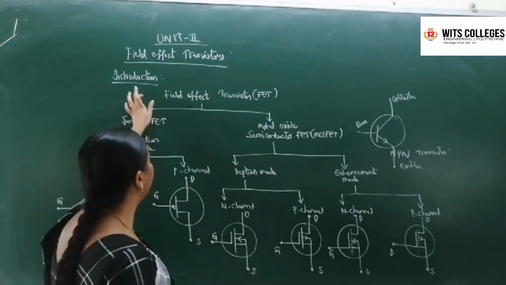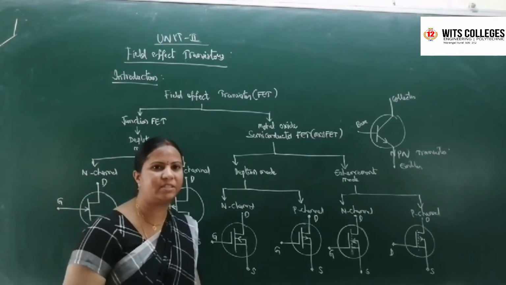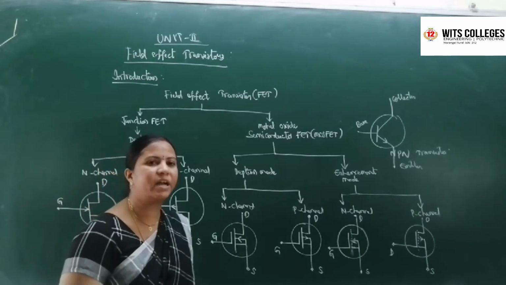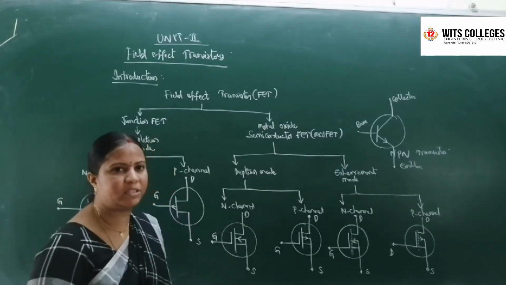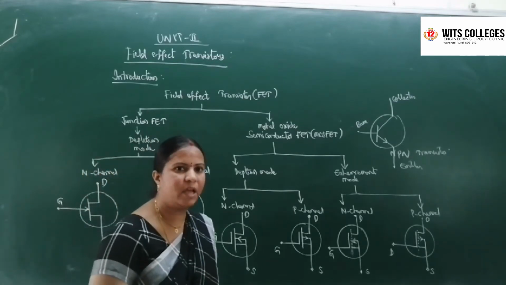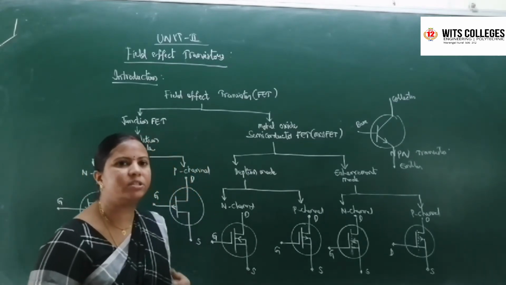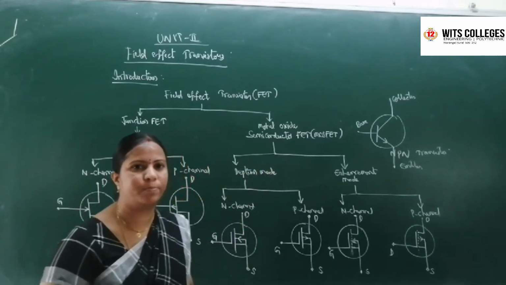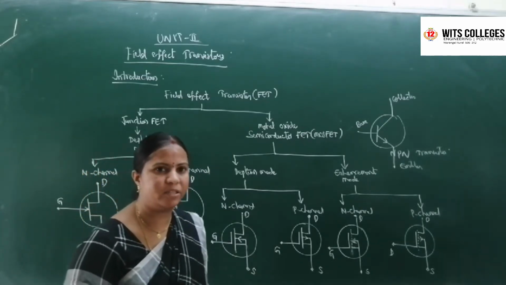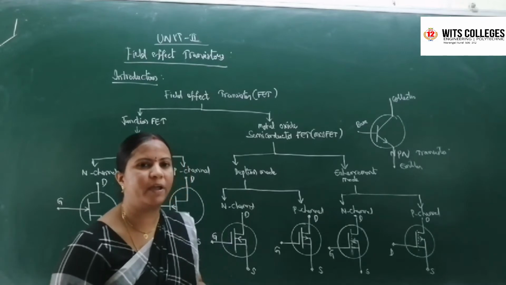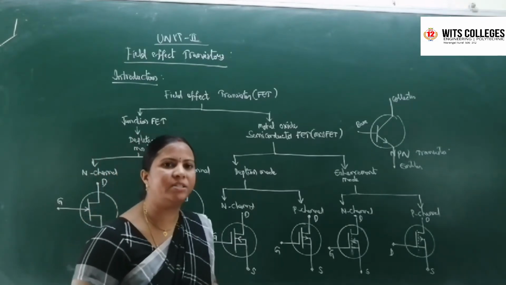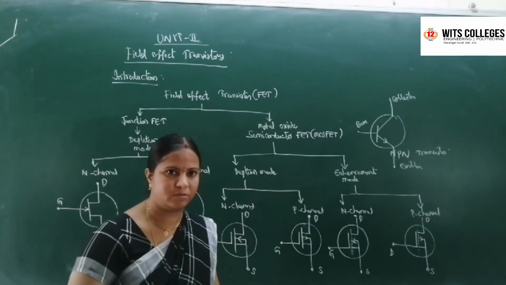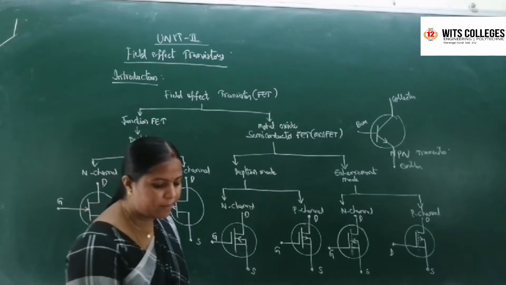So, coming to the introduction, the field effect transistor is a three-terminal unipolar junction device. Here the current conduction takes place by only one type of charge carrier, either electrons or holes. But in the bipolar junction transistor, the current conduction takes place because of both types of charge carriers, electrons and holes. That's why those are named bipolar junction transistors, and field effect transistors are named unipolar semiconductor devices.